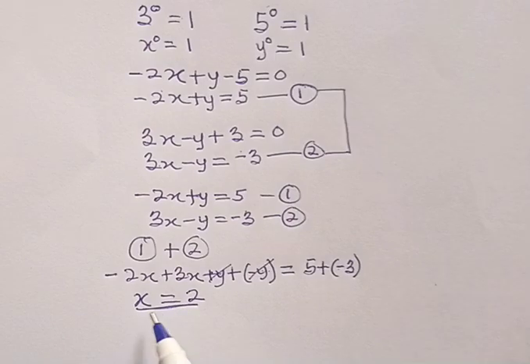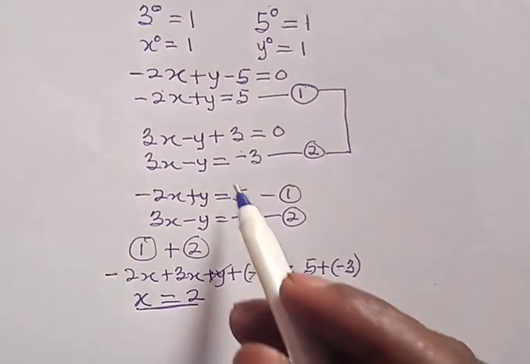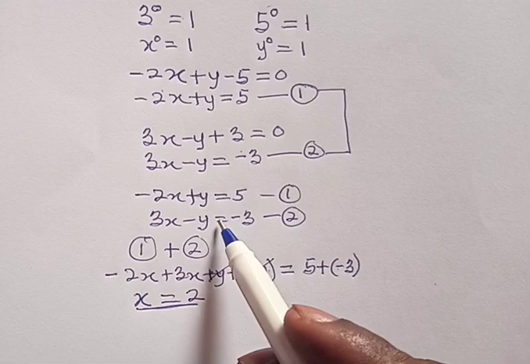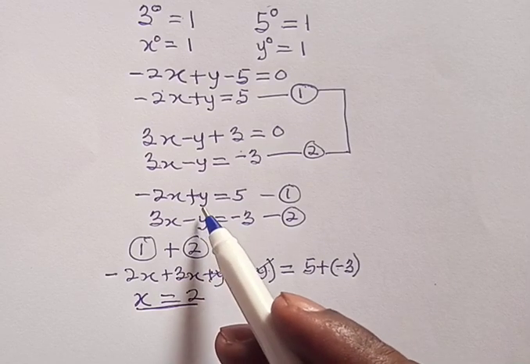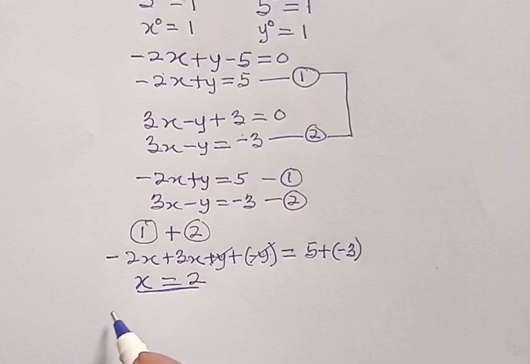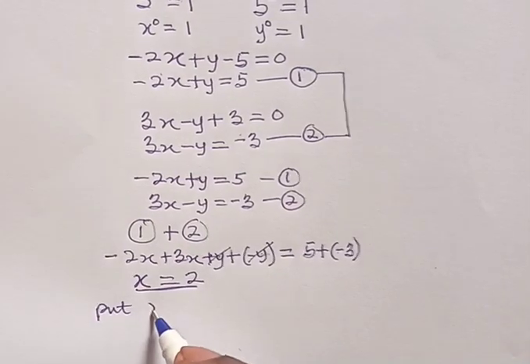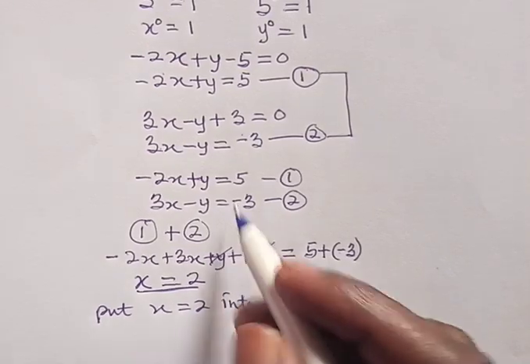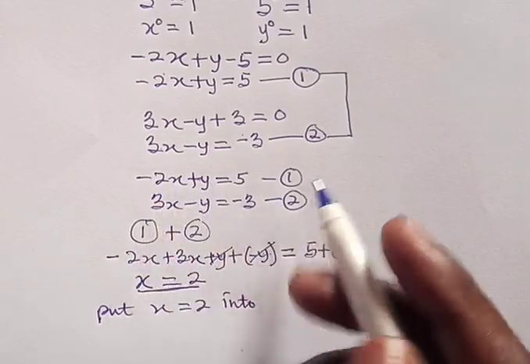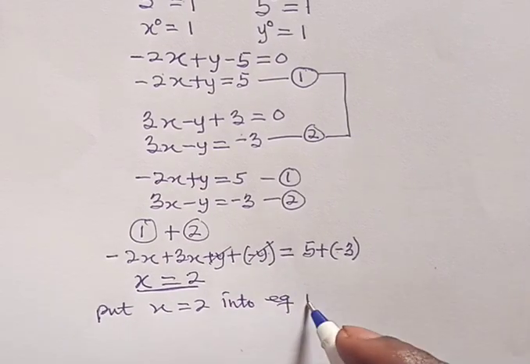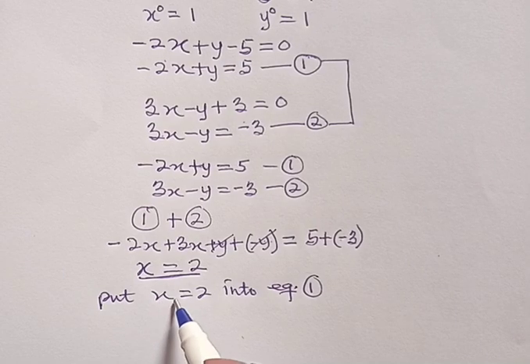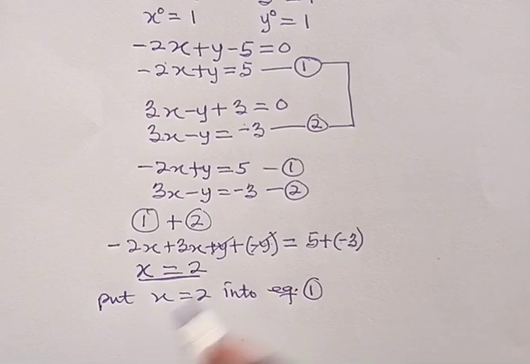So now our value for x is 2. Once we have x as 2, we can just substitute this into any of the equations. You can substitute it into equation 1 or equation 2 to get our value of y. Good. So we can say put x equal to 2 into any equation. For me, I'm using equation 1. So wherever I see x, I'll put my 2 there.